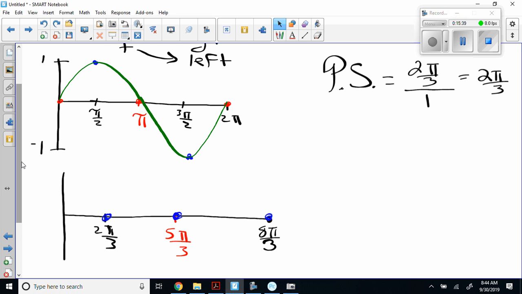Now, what is half of pi? Because see, this is pi, and this is what? Pi, right? Because the period is still how much? 2 pi. So this, ladies and gentlemen, is still pi. So what is half of pi? Pi over 2. So if I go back from 5 pi over 3 back pi over 2, where am I at?